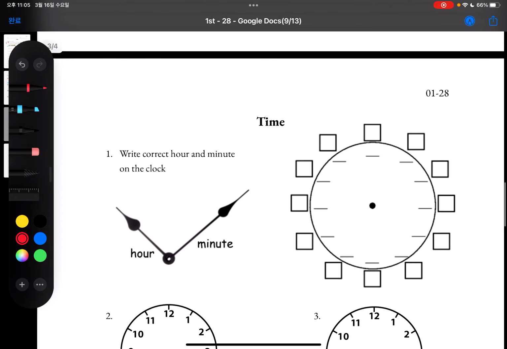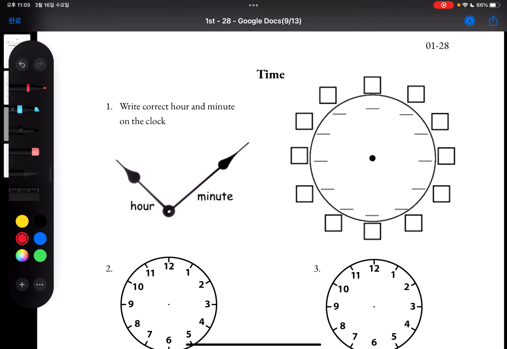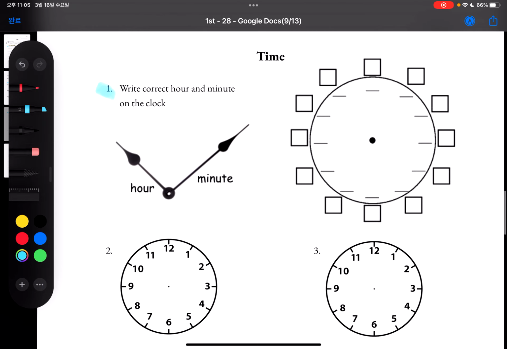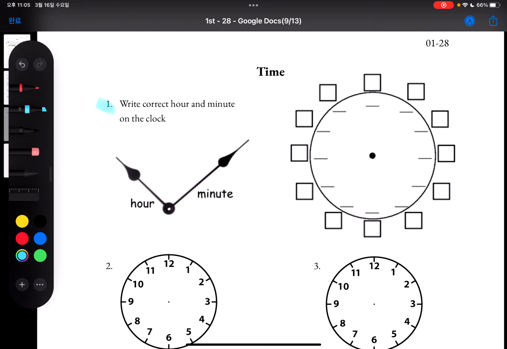Now let's look at time. Write the correct hour and minute on the clock for number 1. I'll do number 1 and another question from below, because for number 1, you might need help. So hours would go inside, and minutes I'll write outside, like in the boxes.